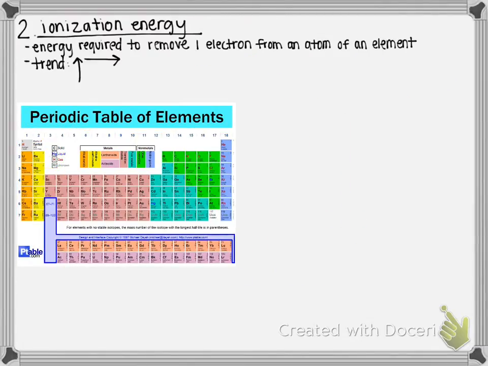The second trend is ionization energy, and this is the energy required to remove 1 electron from an atom of an element. The trend is that you increase as you move up, increase as you move to the right. So the element that has the greatest ionization energy would be helium.